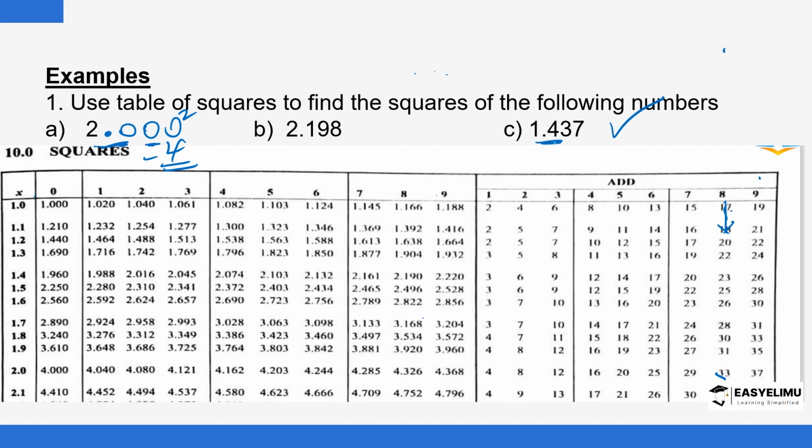So the first 2 columns, column headed X, you move up to 1.4. Then you move across up to the column headed number 3. That 3 is the one that is the next digit here. So this squared is going to be 2.045.